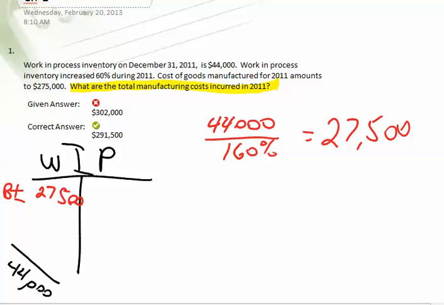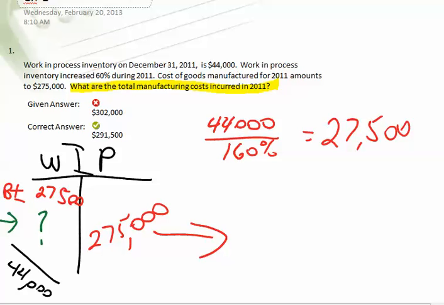It also says that cost of goods manufactured for 2011, in other words, what we transferred out, equaled $275,000. So we're going to look at it and say, how much did we add to my inventory? What number has to go in here to make that balance? I take the 27,500, what I started with. I have to add something. Then I'm going to subtract the 275,000 and have 44,000 remaining. So I'm just going to solve for that. Let's go ahead and do that.